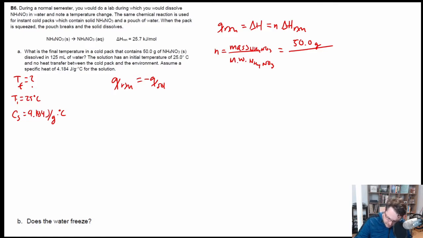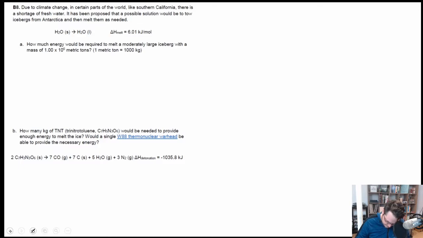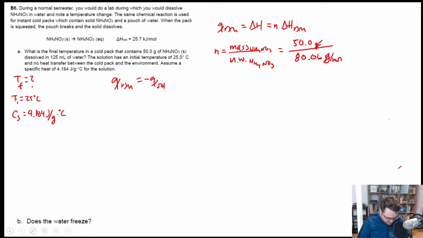So nitrogen is 14.01 plus 4 times 1.01 plus 14.01 plus 16 times 3. That comes out to 80.06 grams per mole. So the grams are going to cancel, and so mole will end up on top. So we get 50 divided by 80.06. That comes out to being 0.625 moles. So that's how many moles that we have of this reaction.